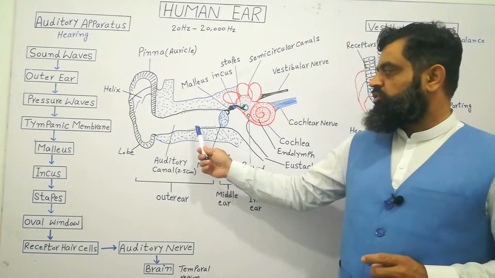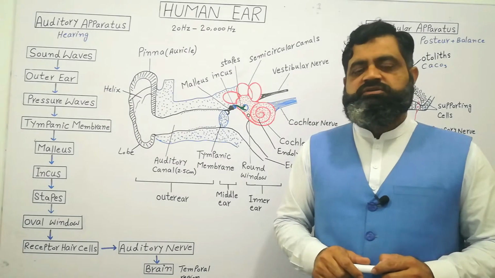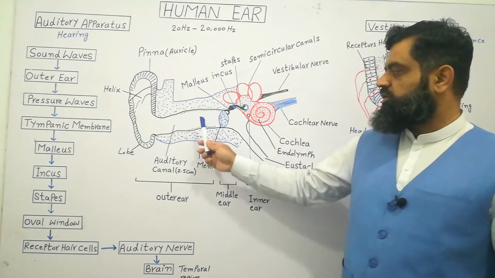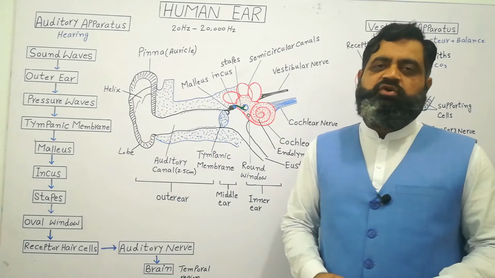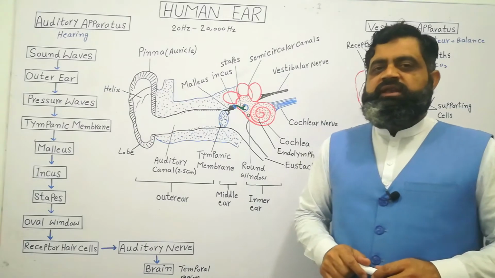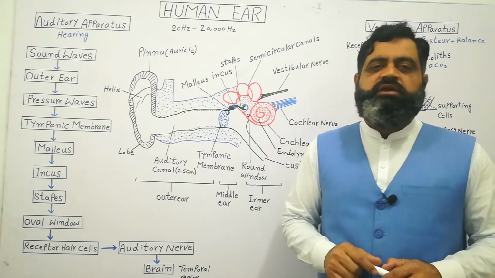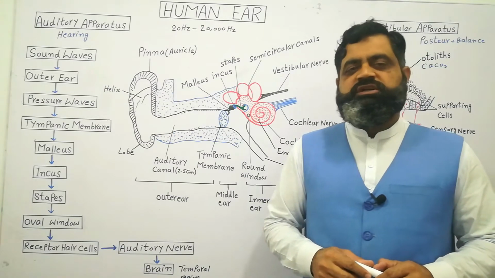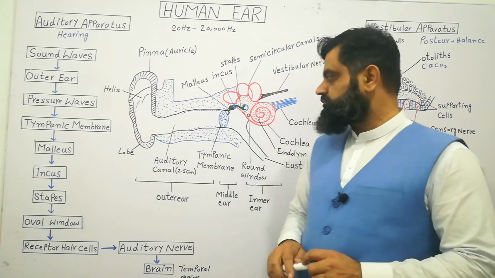It contains small hairs which prevents dust particles entering in our inner or middle ear. This auditory canal is about the size of 2.5 centimeter or 1 inch. Any pointed thing cannot be used in the inner ear because it can damage your outer ear and eardrum.